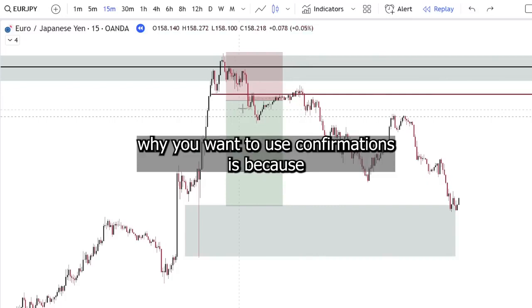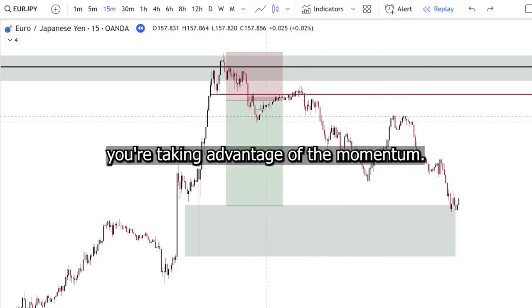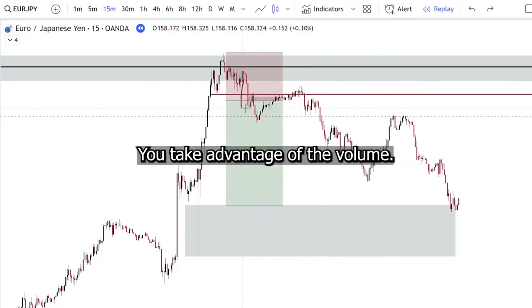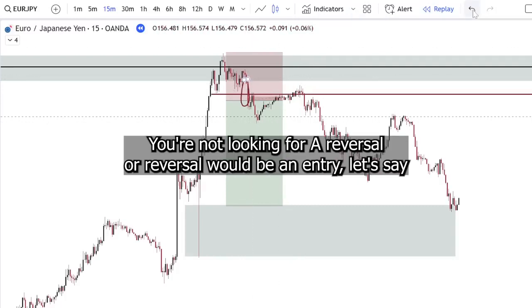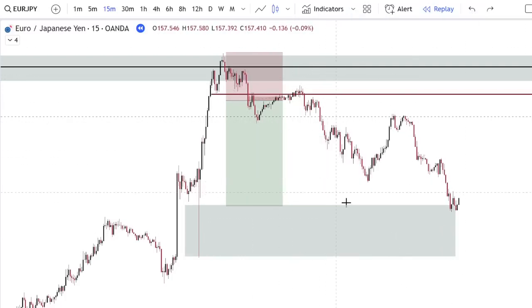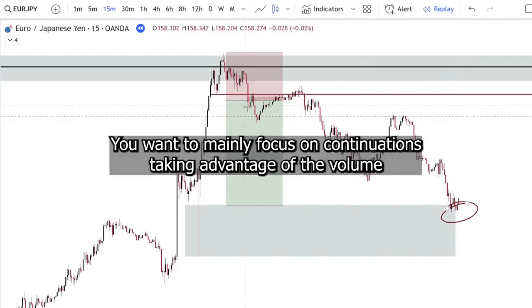The reason why you want to use confirmations is because you're taking advantage of the momentum. You're taking advantage of the volume. You're not looking for a reversal. A reversal would be an entry, let's say if you want to take a buy position here, you would take a buy position right here. This would be a reversal trade. You don't want to take that many reversal trades. You want to mainly focus on continuations, taking advantage of the volume.